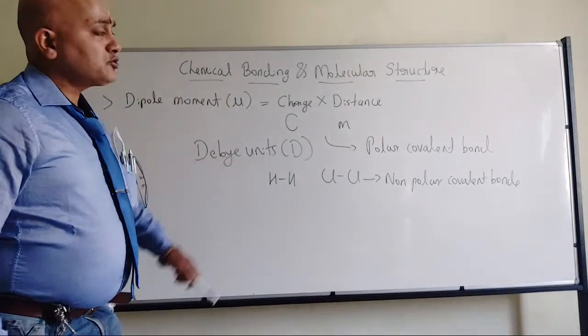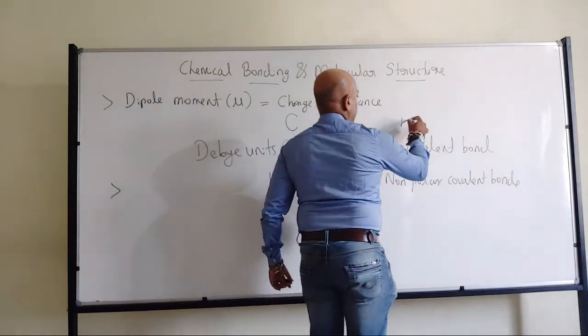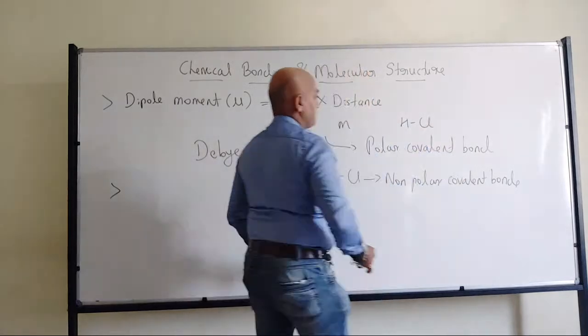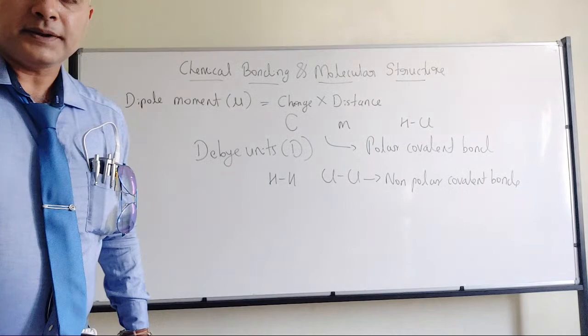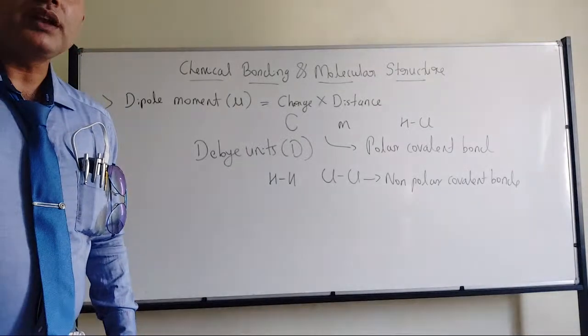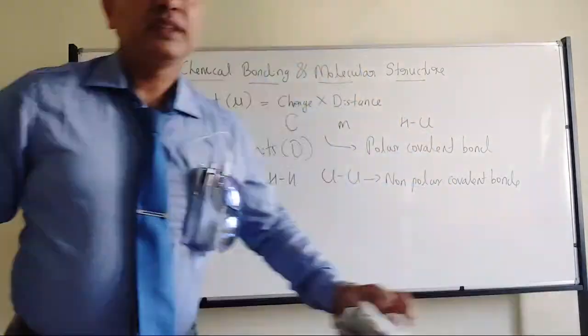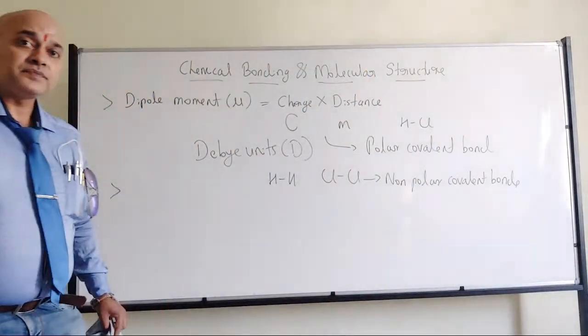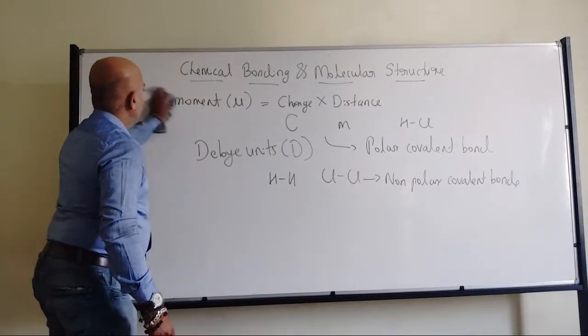But when it comes to molecules like water, or to be more appropriate, HCl, that's where I can see polarity in their bond. Therefore it is called a polar covalent bond, where dipole moment will be present. All of you have understood? That's what we have discussed related to dipole moment.